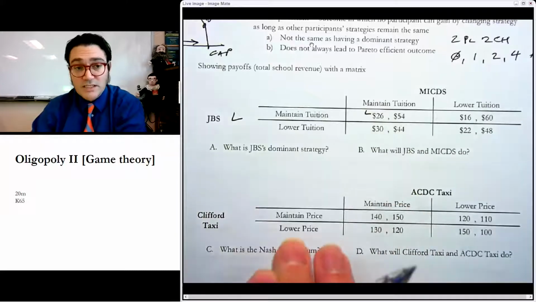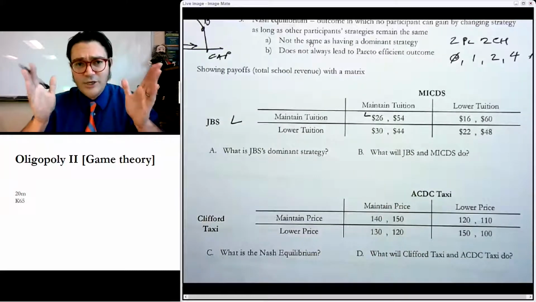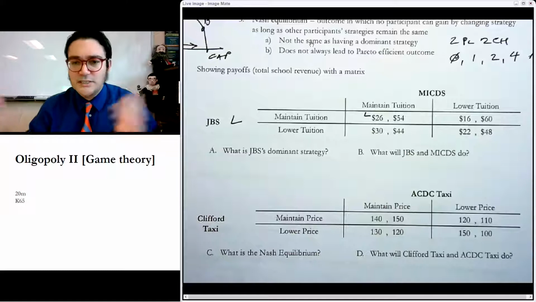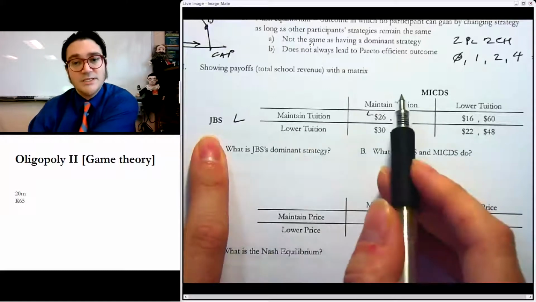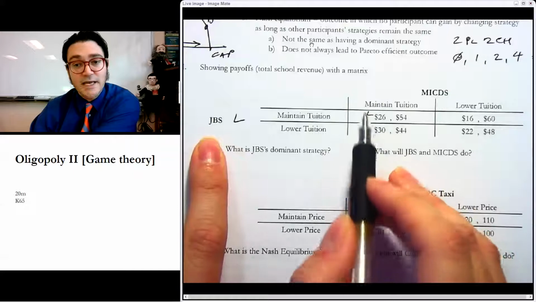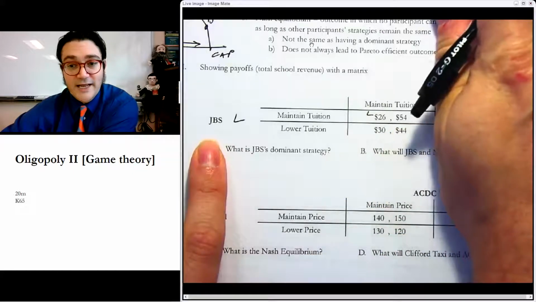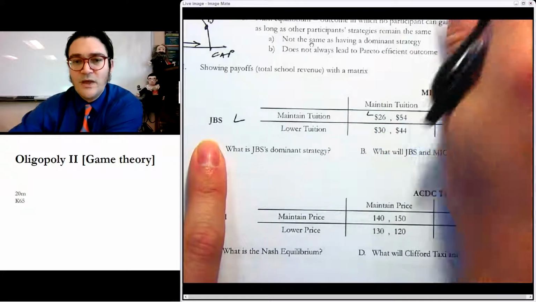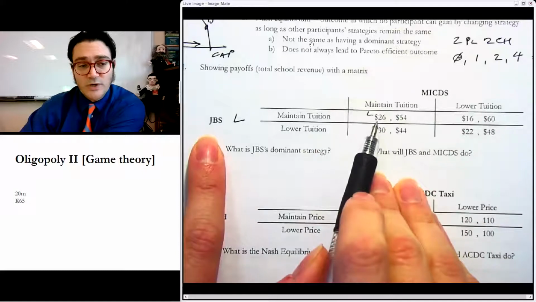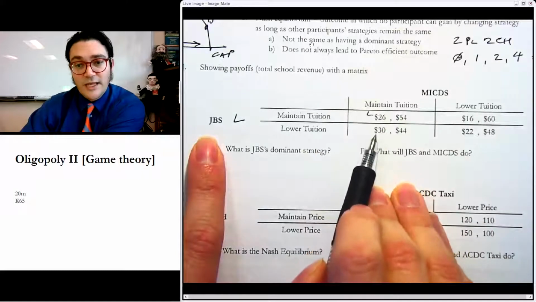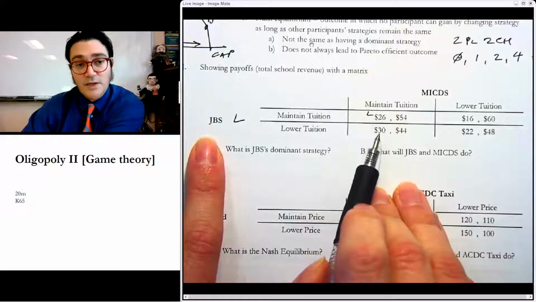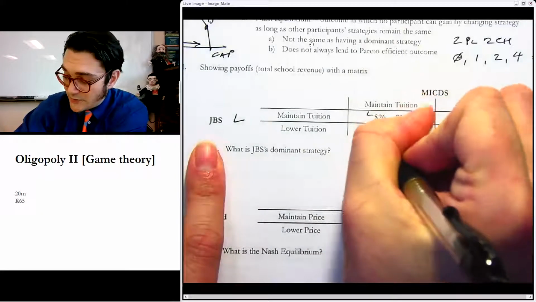And the way we solve these is pretty straightforward. You pretend like you're one of the two players, and you just assume that the other one will do one of their options, right? So let's start by playing as John Burroughs, and we'll assume that MICDS decides to maintain. So that means we're going to ignore the right-hand column. If MICDS is maintaining, then everything in the right-hand column goes away. And so from John Burroughs' perspective, they could get 26 by maintaining, or they could get 30 by lowering their tuition. So what's John Burroughs going to do if MICDS maintains? Well, they could get 26 or they could get 30. They'll prefer 30. So we're going to circle 30.